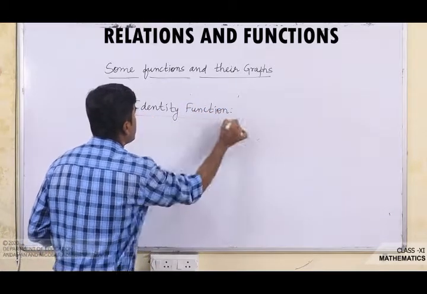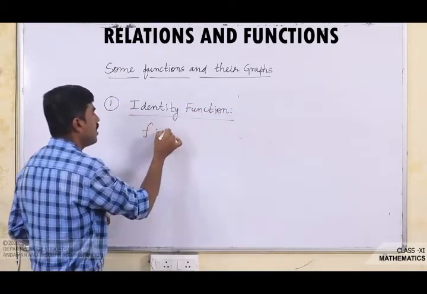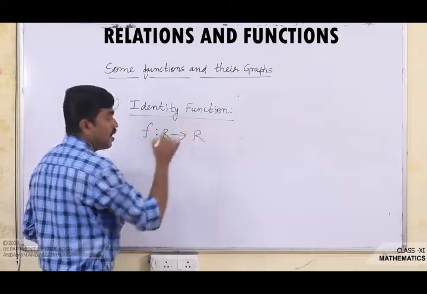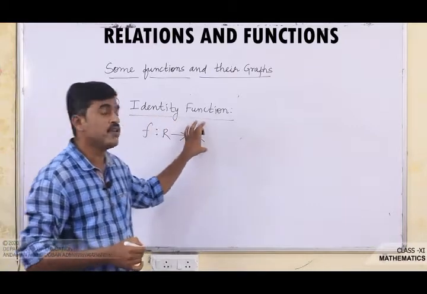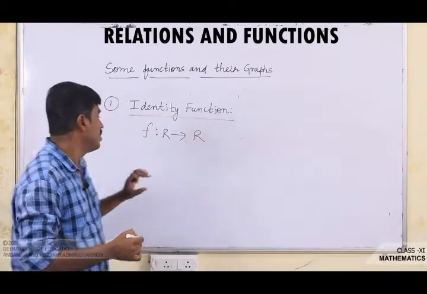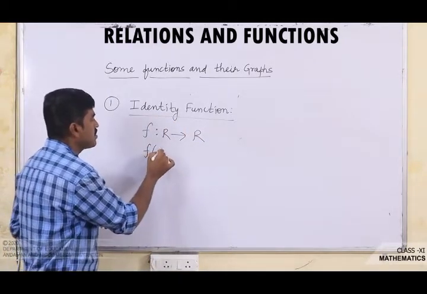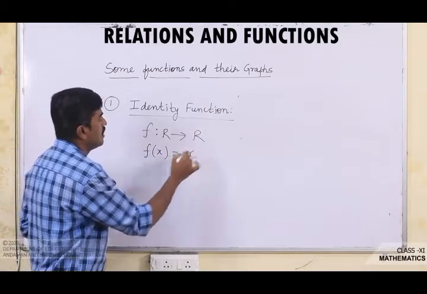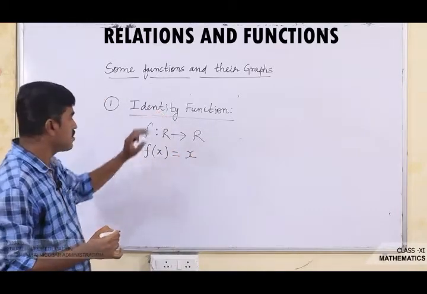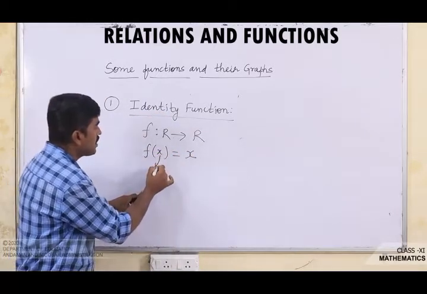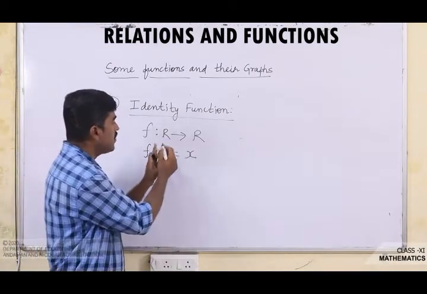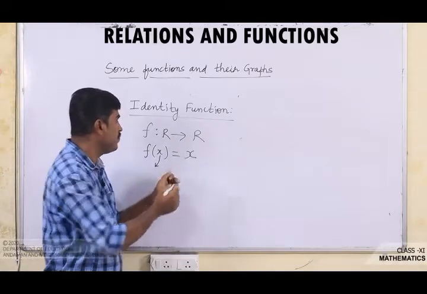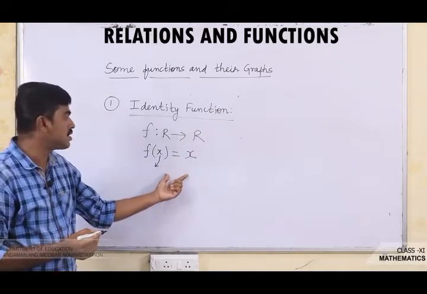It is a function f from R to R. R to R means the set of real numbers is the domain and the set of real numbers is the codomain. It is defined by f(x) = x. Identity function means the element x is taken as an element of the domain, and the image of x is also x. So this function is called the identity function.